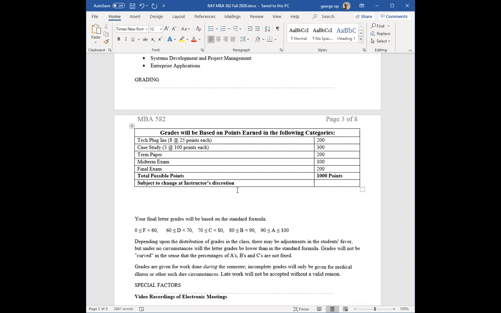You'll have a term paper, and we'll go over the nature of that term paper in just a moment, but that'll be worth 200 points. And then finally, you'll have a midterm and a final exam, and they'll be worth 100 and 200 points respectively. So you'll have a grand total possible points of 1,000.